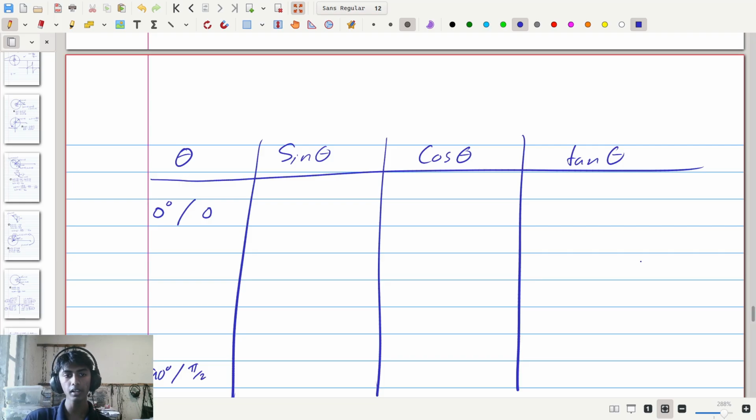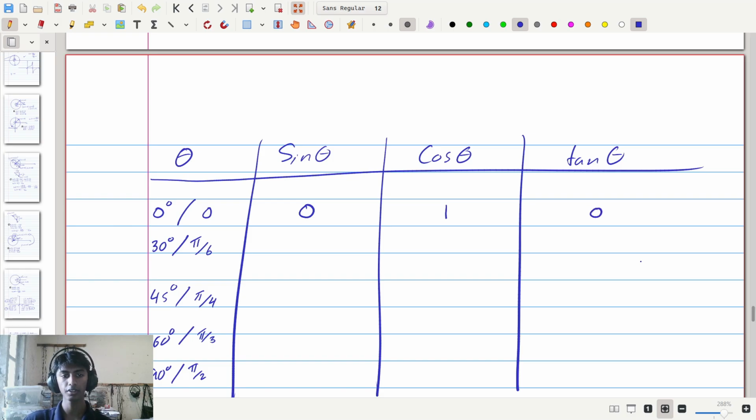You should know in the middle 30 degrees or pi by 6 radians. You should know 60 degrees or pi by 3 radians. And you should know 45 degrees or pi by 4 radians. These ratios should be known to you. Their sine, cosine and tangent values should be known. So, 0 degrees or 0 radians. Sine of 0 is 0, cosine of 0 is 1 and tan of 0 is 0.